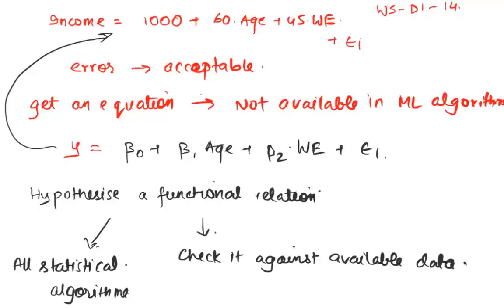Just a basic question on this equation, Rahul. Y is equal to B naught plus B1 age plus B2 work experience, right? Beta 2. So are we assuming that there is no correlation between age and work experience, or we don't care whether there is a correlation or not?